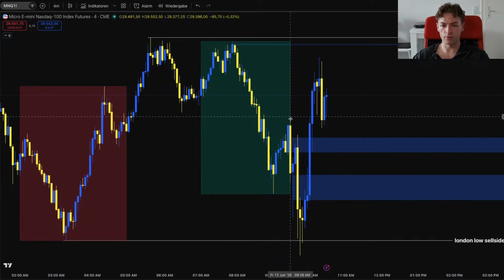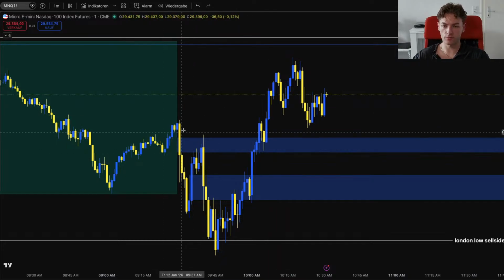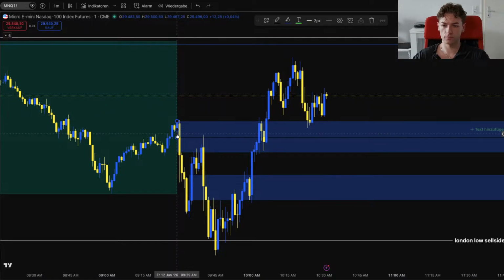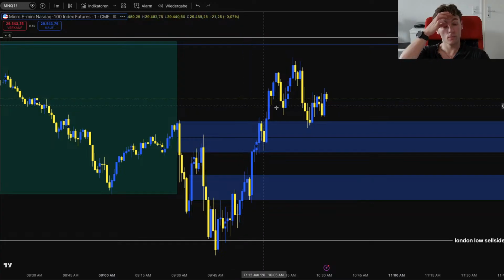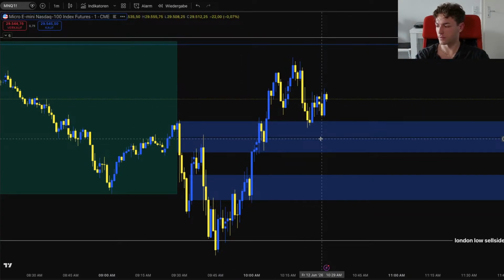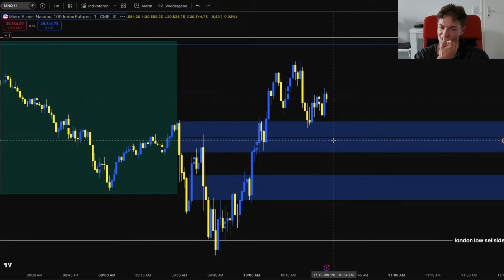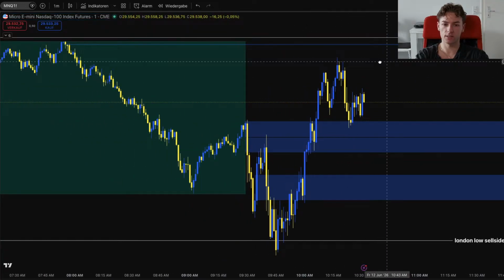So this is actually a breaker in here. As long as price is respecting this candlestick, as we can see, that should be fine. When we break below it, that's problematic. But this little retracement is actually fine.